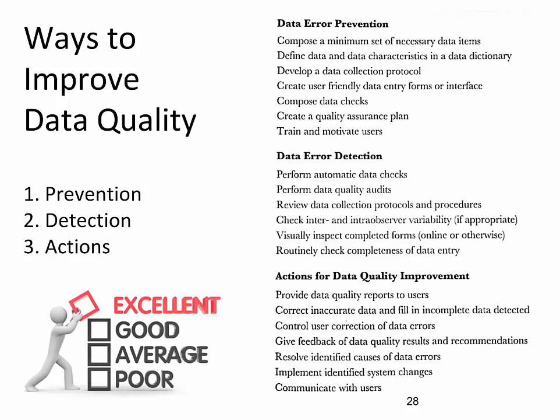There are 3 key areas related to improving data quality. 1 is prevention, 2 is detection, and 3 is action. This slide provides a list of methods used to improve data quality in each of these areas. For example, to prevent poor data quality, organizations can compose a minimum data set of necessary data items or define data and data characteristics. These preventive strategies are proactive in nature and should limit the opportunity of collecting data with low integrity.